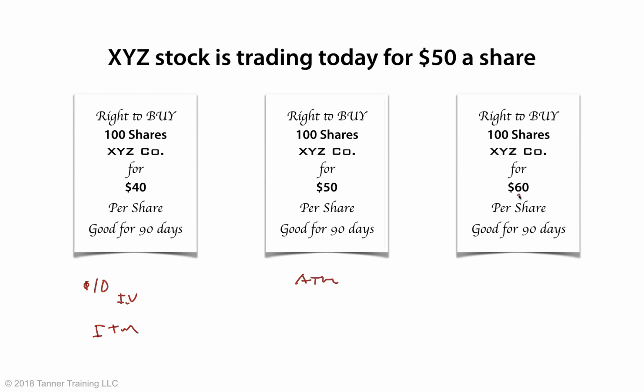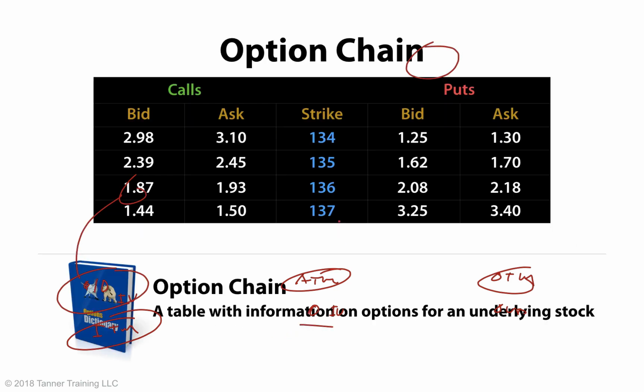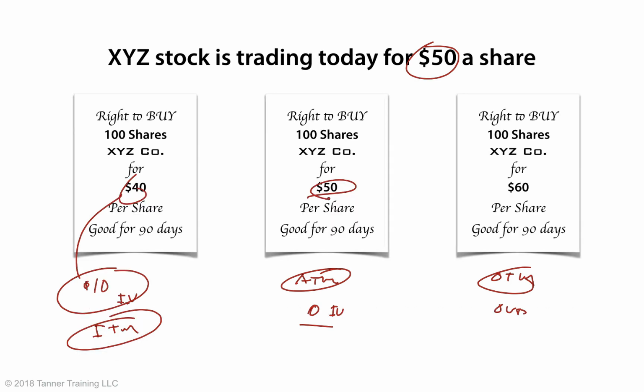Oh, gee, we can't brag about this for another $10. So this is out of the money. 0 intrinsic value. In the money, at the money, out of the money. $10 of intrinsic value, right? No intrinsic value because it's the same. And then this is $10 out of the money.